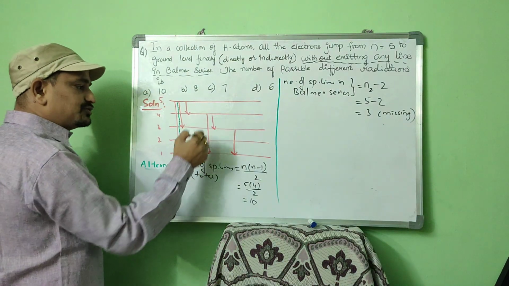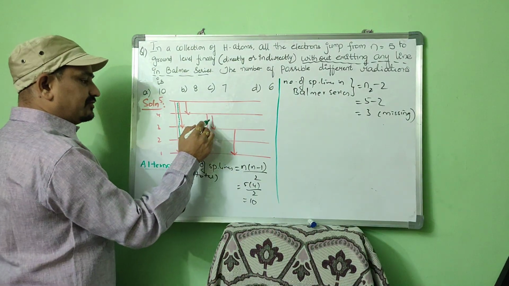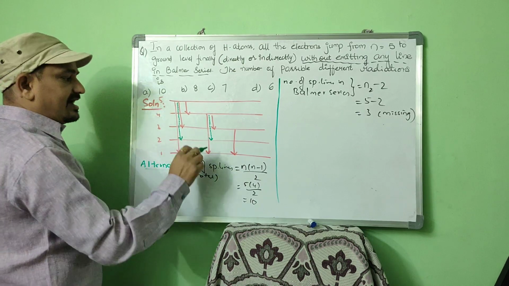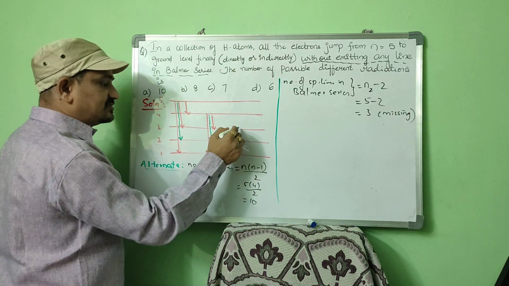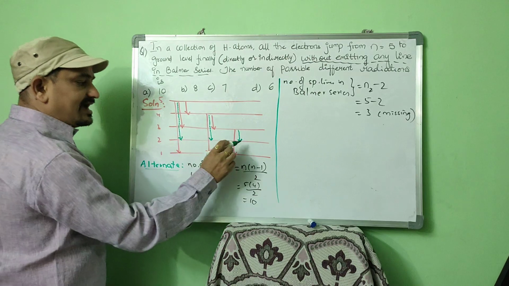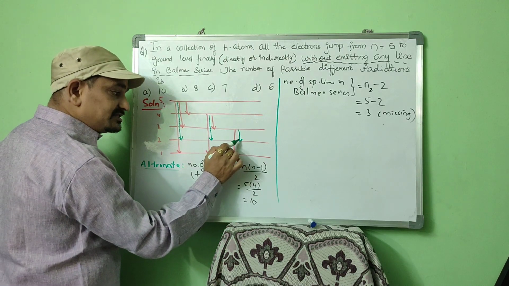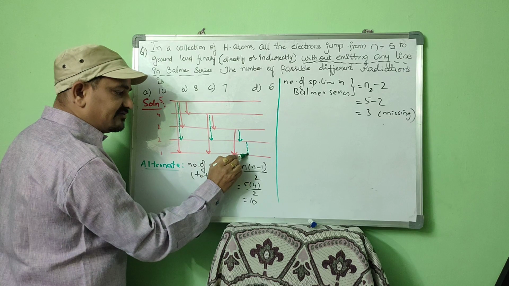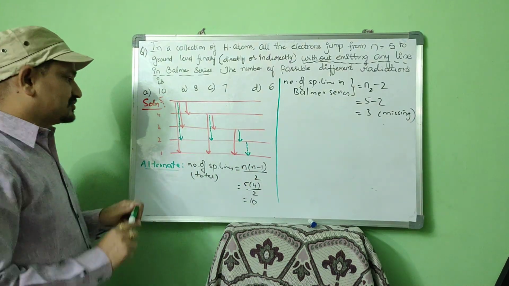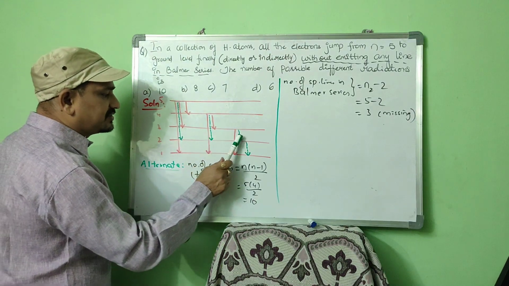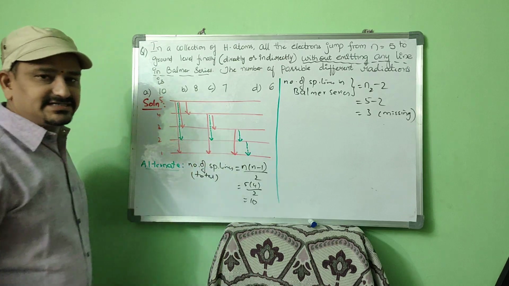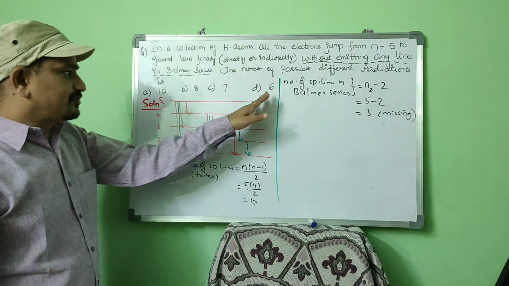Similarly, from the fourth orbit, how many lines are possible? 4 to 3, 4 to 2 and 4 to 1. And from the third orbit, 3 to 2 is missing, 3 to 1 is possible. When an electron jumps to the second orbit, 2 to 1 is also possible, which is now not occurring because the electron is not at all entering the second orbit. So totally how many lines are missing? 1, 2, 3, 4 are missing. Then how many are possible? 1, 2, 3, 4, 5, 6 lines are possible. So the answer should be 6.